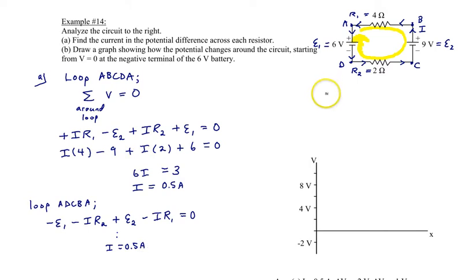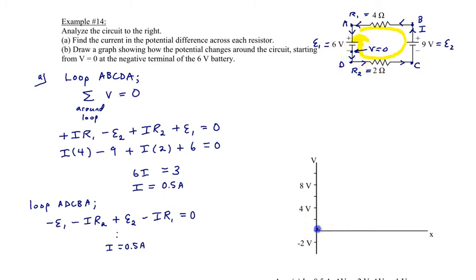Okay, so now we want to draw the graph of what the potential looks like as we go around the circuit, and we assume that V equals 0 at the negative terminal of the 6-volt battery. So basically, if I put a little point here, that potential at that particular point is 0. And what we want to do is show what the potential looks like as we go across the circuit. And we obviously have to pick a direction that we're going to be moving. So I'll assume that we'll go clockwise. So we're going to go from that particular point up to A, B, C, D.